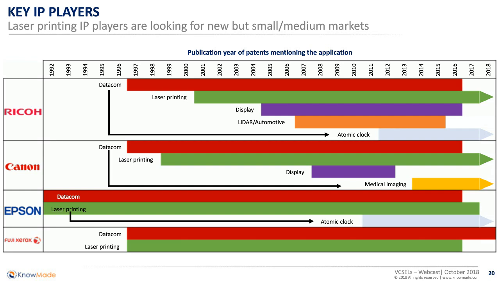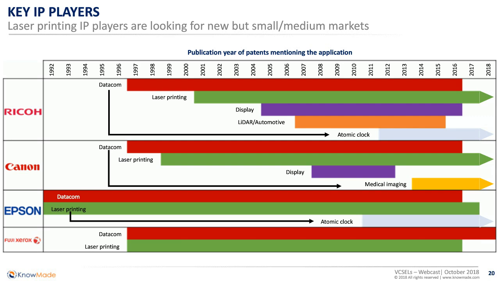So for Ricoh and Epson, they have started to patent several applications related to atomic clock application, and for Canon, they have started to look into medical imaging application and especially OCT. So in fact, the growth that we see in the previous slide regarding the IP activity related to atomic clock and medical imaging is the result of the activity of these 3 main IP players that come from the laser printing application on the laser printing market.